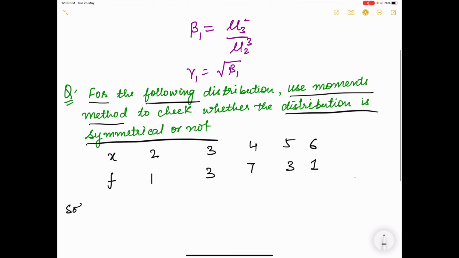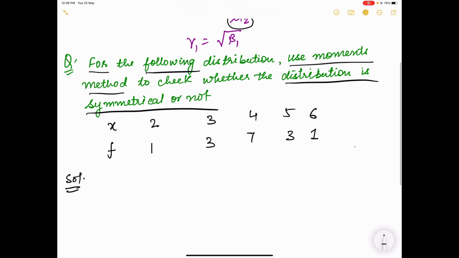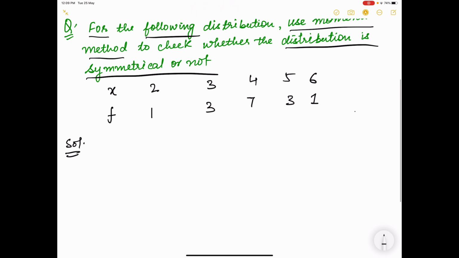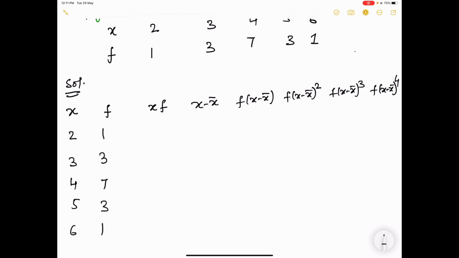Students, since we have to find the moment, which moments do we have to find? In order to find beta 1, the coefficient of skewness, we need to find the third moment about the mean and the second moment about the mean. So we'll make a table where we'll write x, f and fx in order to find the mean, because we have to find the moment about the mean, and then x minus x bar. In order to find the first moment, we'll be using this. For the second moment, we need x minus x bar whole square. So I have quickly filled in a few of the entries here.